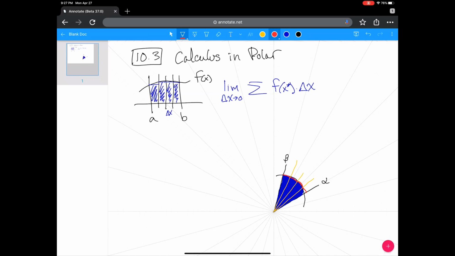Rectangles were nice and easy because they were just base times height. But here, I'm subdividing a change in theta into little delta thetas. Based on the thickness of the delta theta and the fixed r value for some choice theta star instead of x star, I have to get an area of a sector. So I want to get the area under r in this sector, and then add those up as an approximation for the area under the curve.